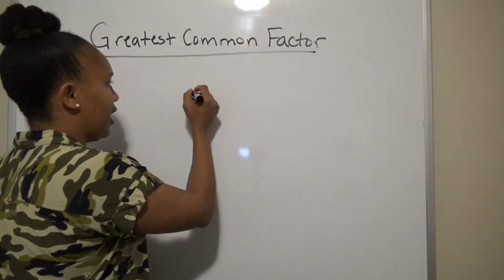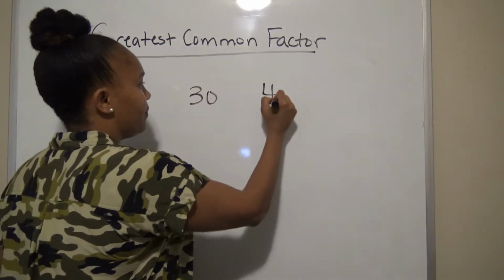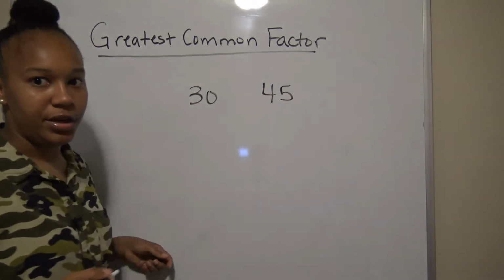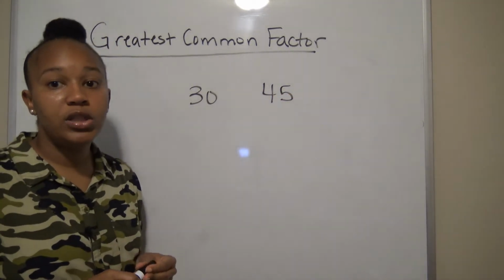So you will find the factors of each term or each expression, each number, whatever it is you're looking at. You'll find the factors of each, and then you'll find the biggest one that they have in common. So for example, if you wanted to find the GCF, and GCF is short for greatest common factor, of say 30 and 45. What is the GCF for 30 and 45? So then there are really two ways you can do this.